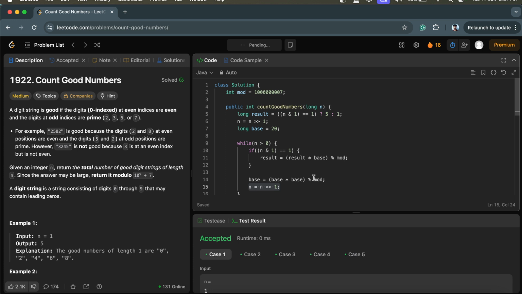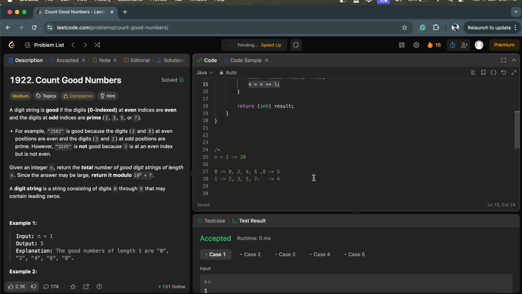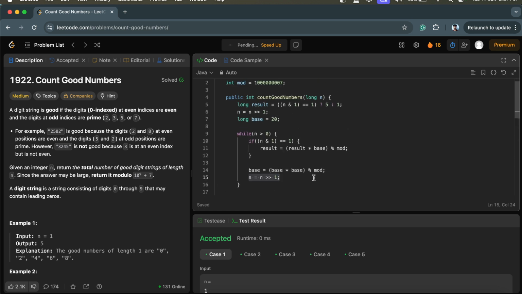Let me submit this one, and yes, the time complexity is again going to be log of n. We are not using any extra space.